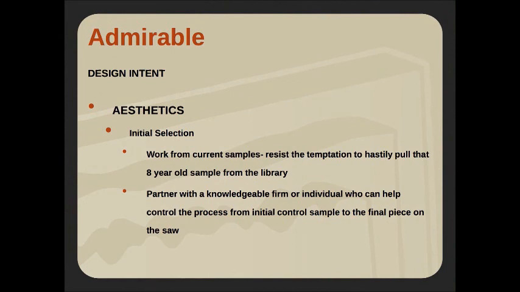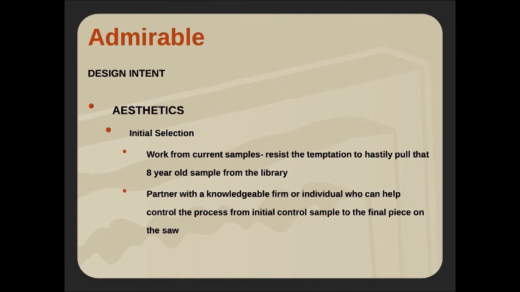Obviously, key in admirability is the aesthetics. First and foremost, as an architect designer, we're looking at the aesthetics. We're designing beautiful spaces. And so it's vital in the early initial material selections in the project that we are sticking to a few important steps.